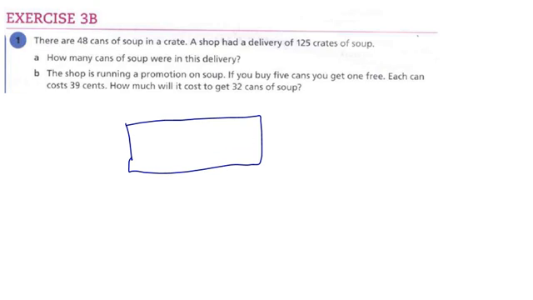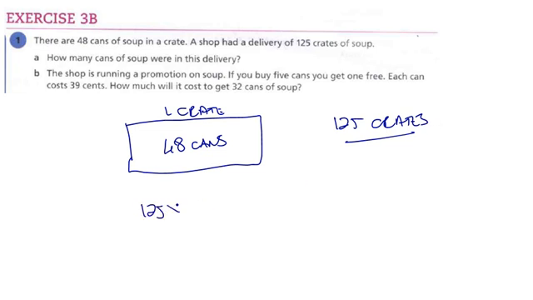Sorry about that, we have 48 cans, and this is one crate. And a shop had a delivery of 125 crates. So each crate will have 48 cans of soup, and you have 125 crates. So we're going to have 125 times 48. That'll give us the number of cans of soup in a delivery.